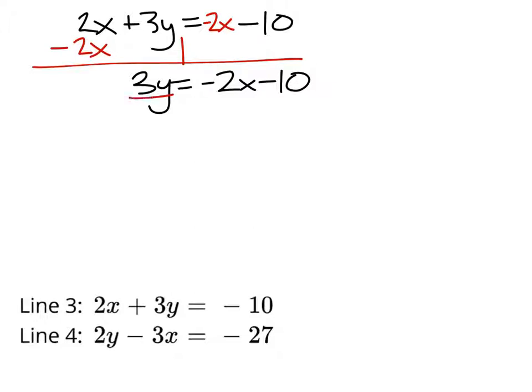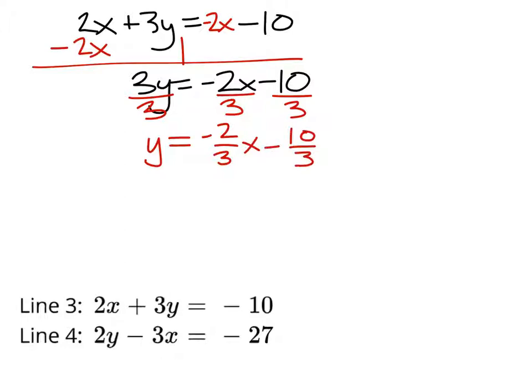Now what we'll do is we'll divide all the terms by 3 so that we get the 1y, which is the same as just y. And that's a negative 2/3 x minus 10/3. Again, we worry about that 10/3 being there because it's a stinking fraction and we hate them so much. But that's all we need to do with that equation for now.